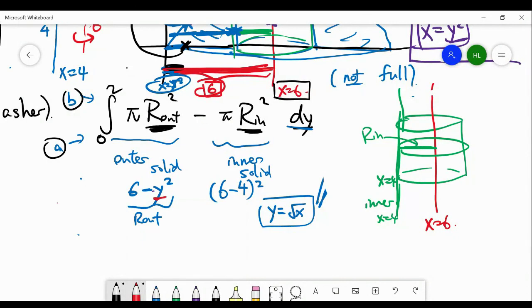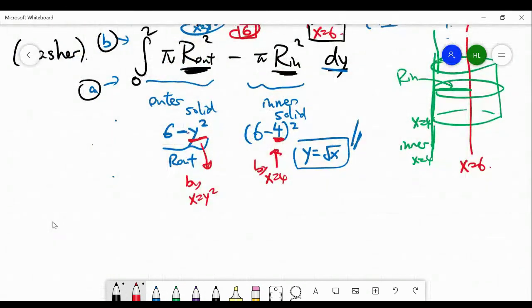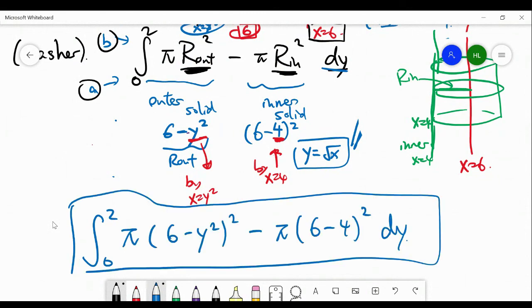So if you want one more remark, the y squared represents the line x equals y squared. The second term in the inner solid represents the inner line, which is x equals 4. Yeah. So basically, let me write down the final answer as a formula to find the volume of the solid. It should be the formula that can help us find the volume of the solid. And that's the end of this video.